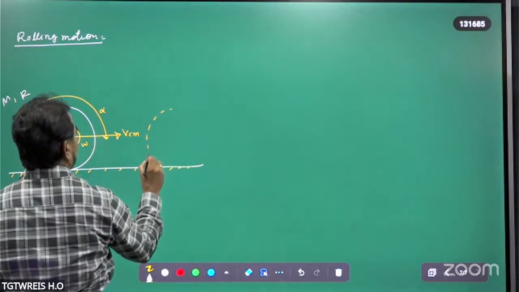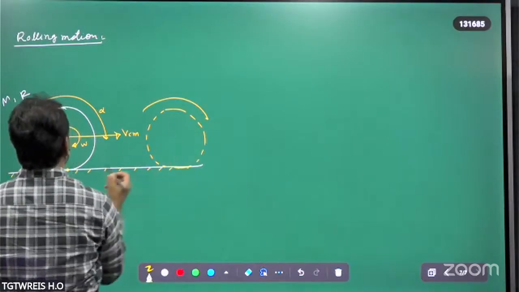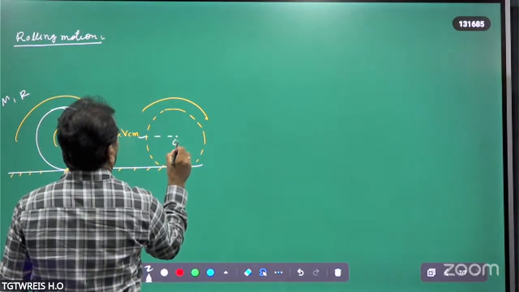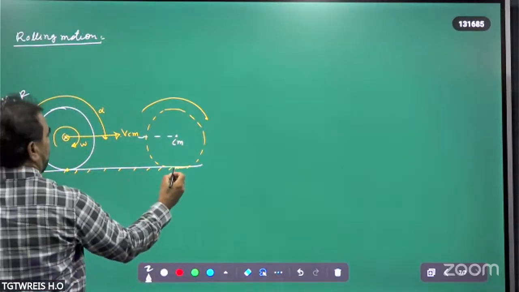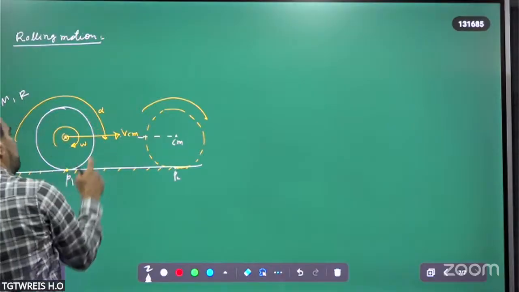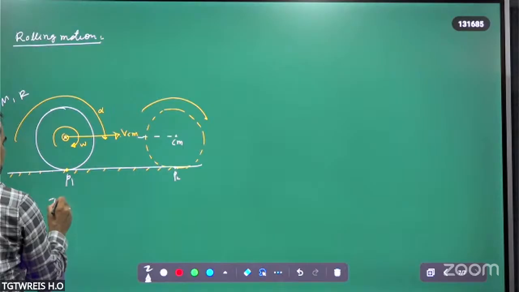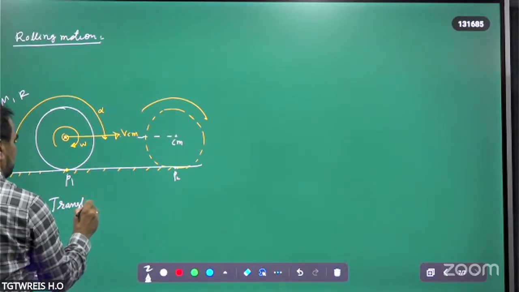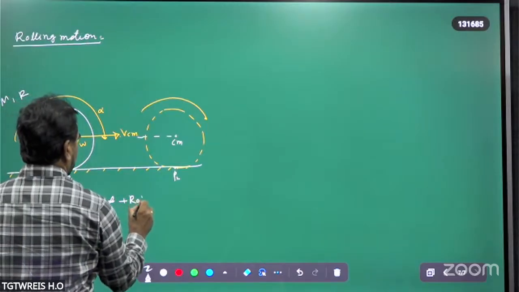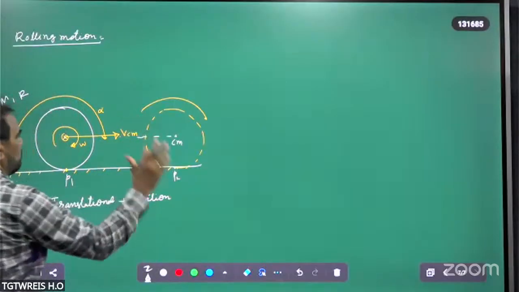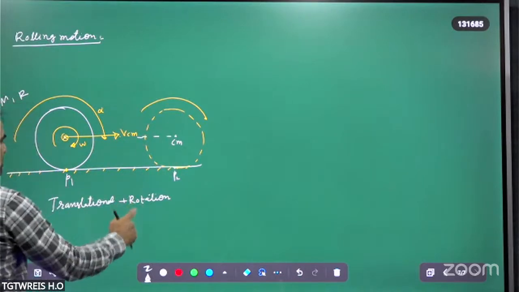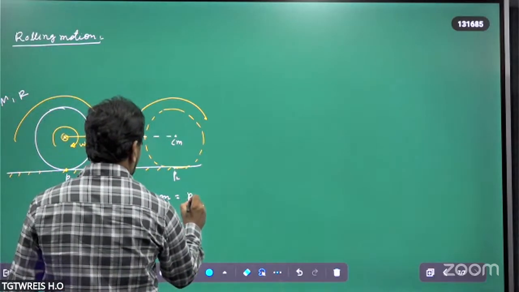It is rolling like this. The center of mass is displaced from one point to another, from P1 to P2. That means the center of mass has translational motion, and this disk is rolling. It has a rolling motion, that means translation plus rotation. The system has two types of motions. First, translation: the center of mass is moving linearly, and the disk is rotating. That means the disk is rolling. The combination of these two motions is called rolling.